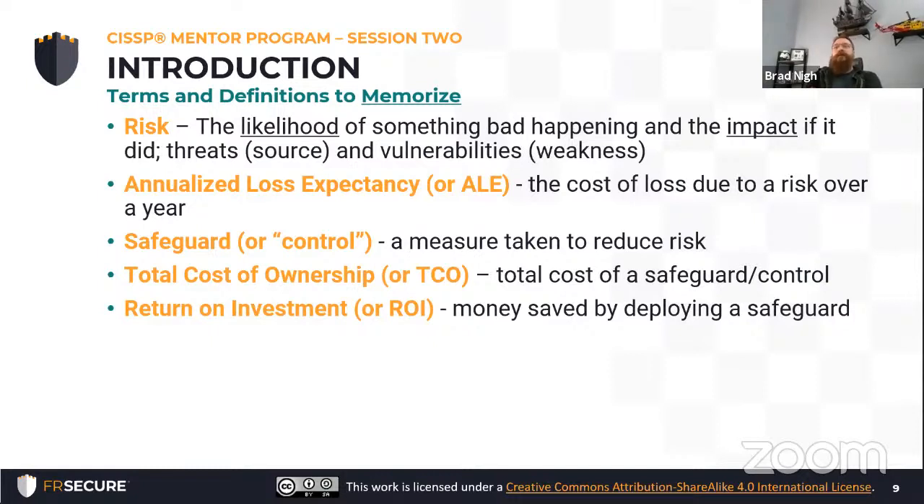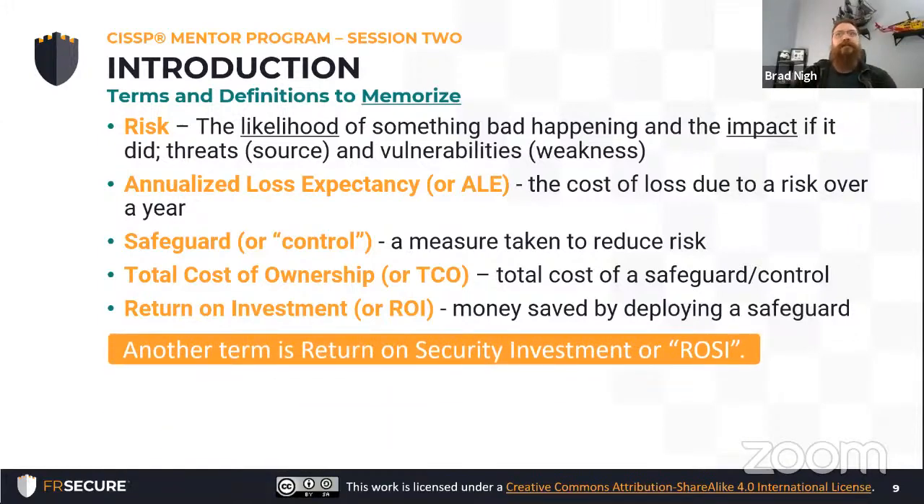Annualized loss expectancy: you'll need to know all these acronyms, because they will throw them in and interchange them. That's the cost of the loss due to a risk over a year. We're going to go through and explain how to calculate all this, so don't worry about it right now. Safeguards: what are we doing to minimize or reduce that risk? Total cost of ownership: how much is that safeguard costing? And then the return on investment: what do you save by deploying that safeguard? You might see it as ROSI.